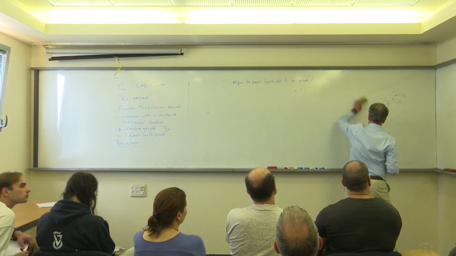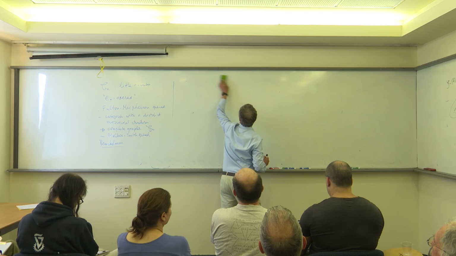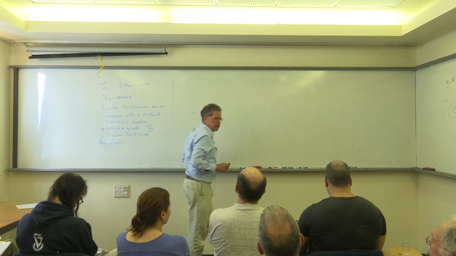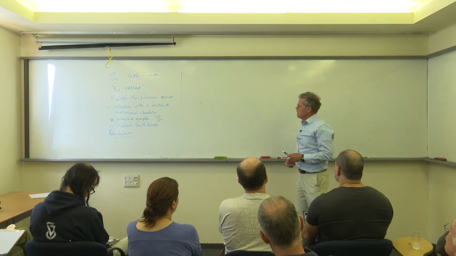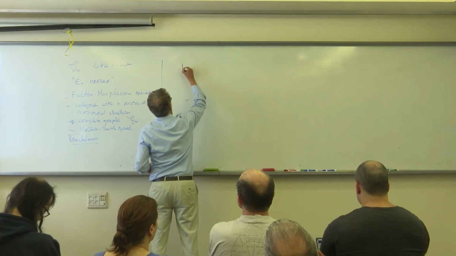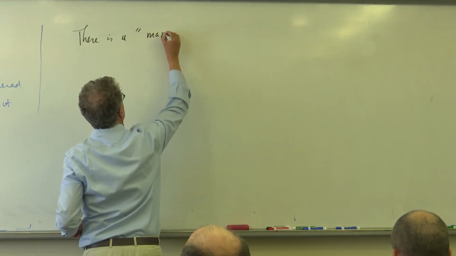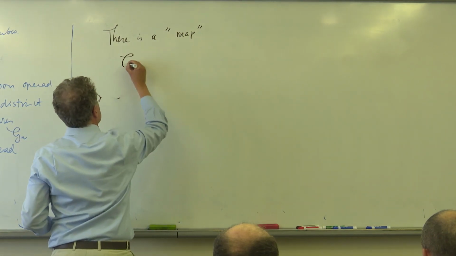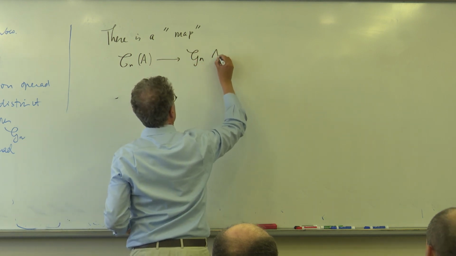Okay, now this operad was defined in this way by Clemens Berger quite a while ago, and it was partly inspired by earlier work by Kashiwabara, a Japanese mathematician. And the relation to these little n cubes goes as follows. So there is a map, be careful, I put it in quotes, from Cn of A to Gn of A.